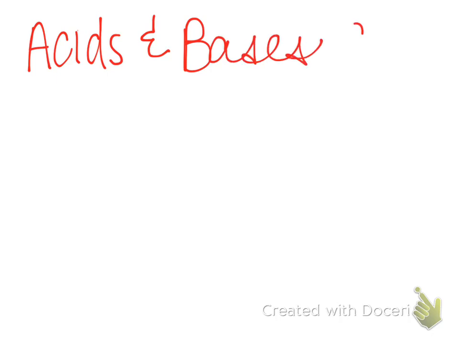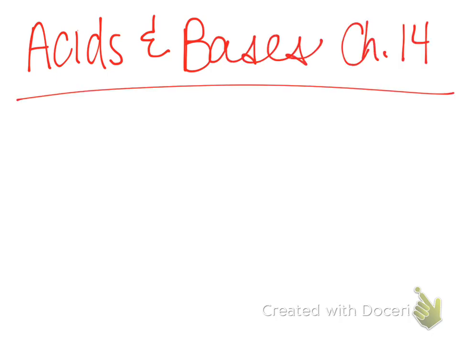Acids and bases. Can anyone give me some examples of acids that we see in everyday life? Acids and bases are meant to counteract one another. Whatever an acid does, a base can undo, and vice versa. So acids and bases are meant to counteract each other.